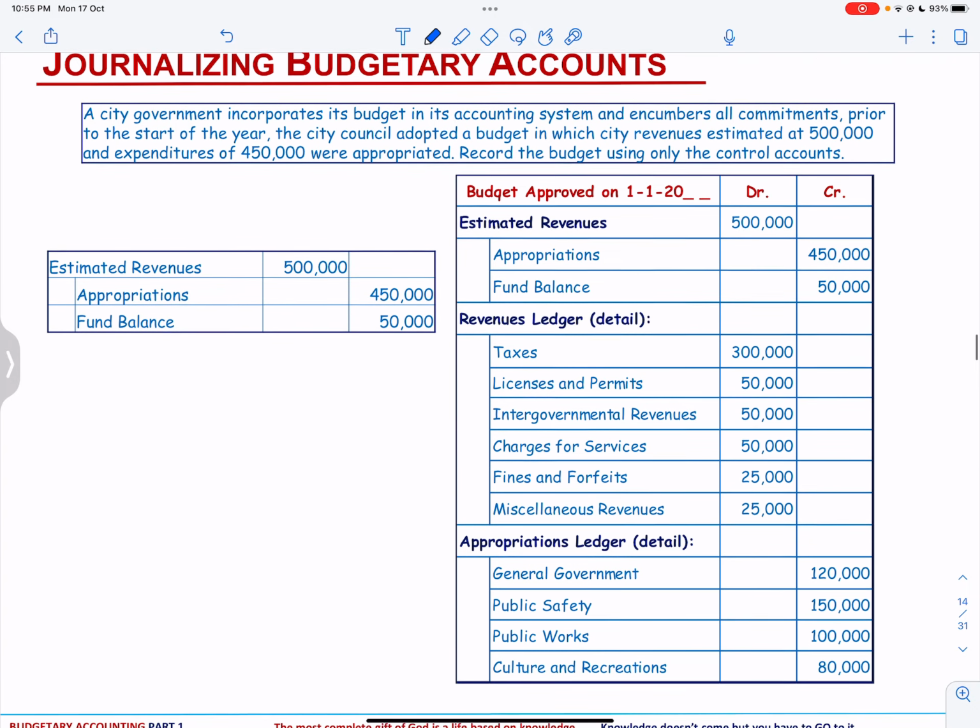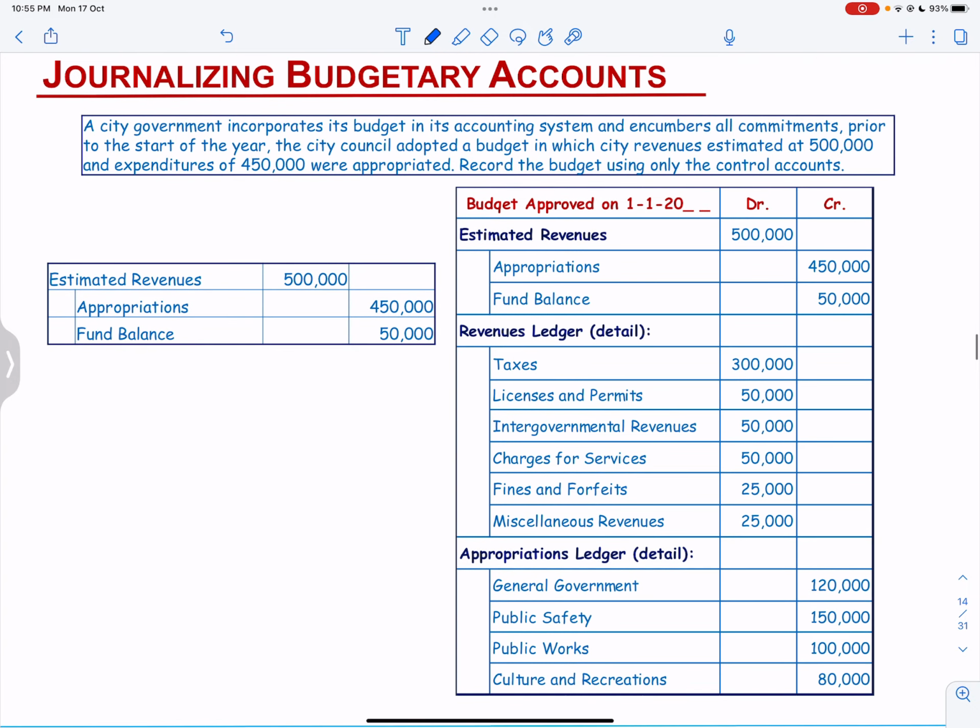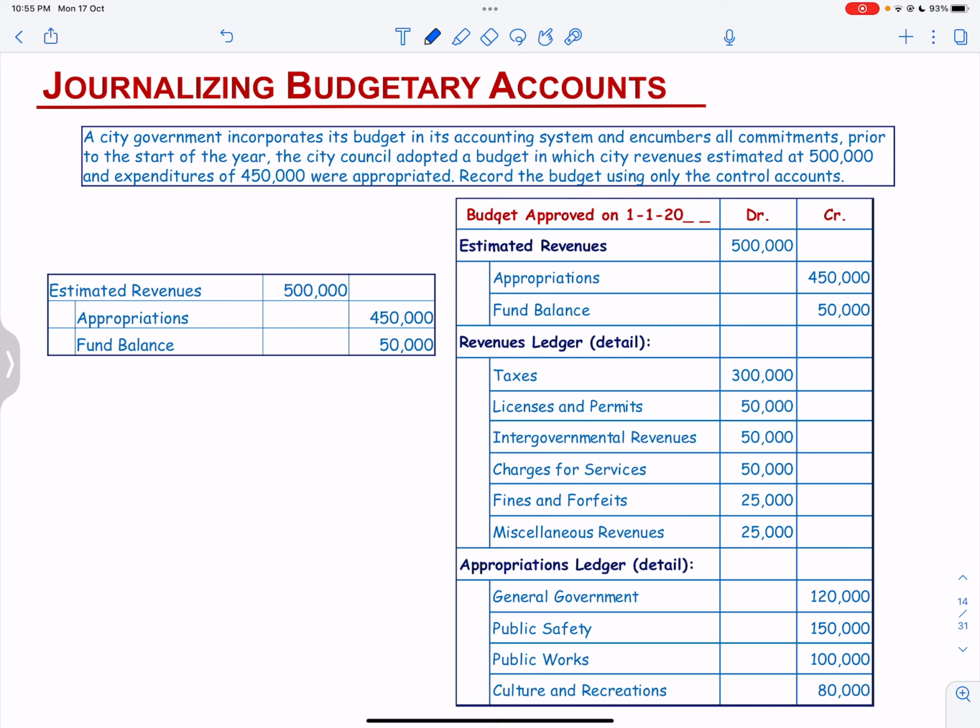A city government incorporates its budget in its accounting system and encumbers all commitments prior to the start of the year. The city council adopts a budget in which city revenues are estimated to be 500,000 and the expenditures that were appropriated will be 450,000. Record the budget using only the control accounts.